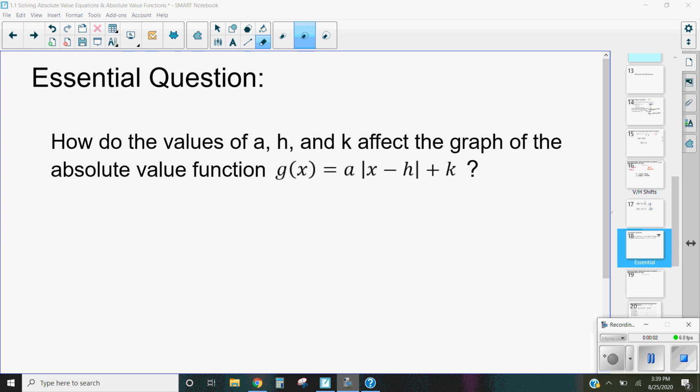Hi, this is Mrs. Kidman, and we are continuing our discussion on absolute value functions. This time, we are going to be talking about how the variable h here affects our absolute value function.